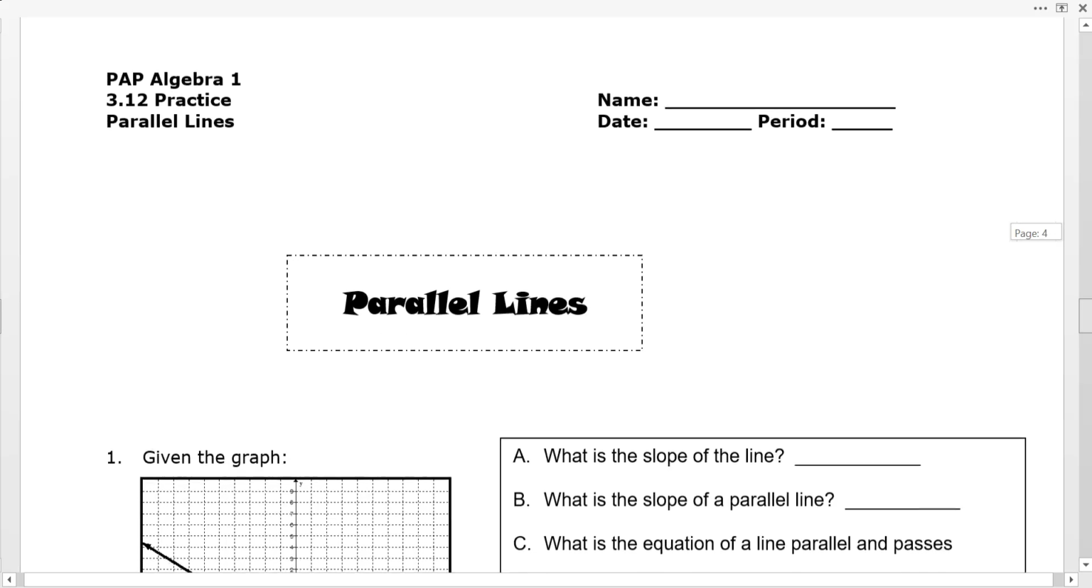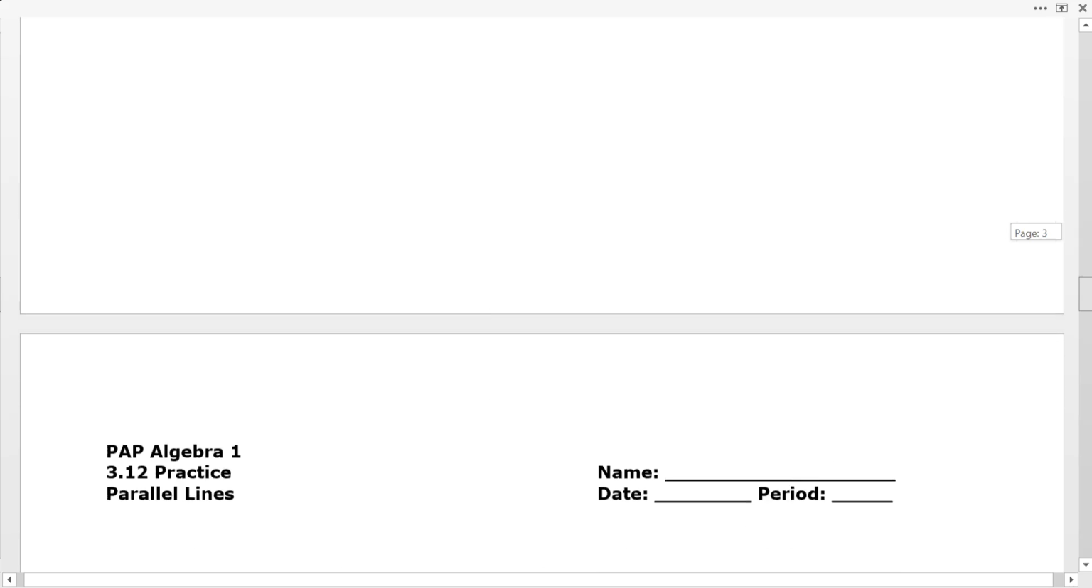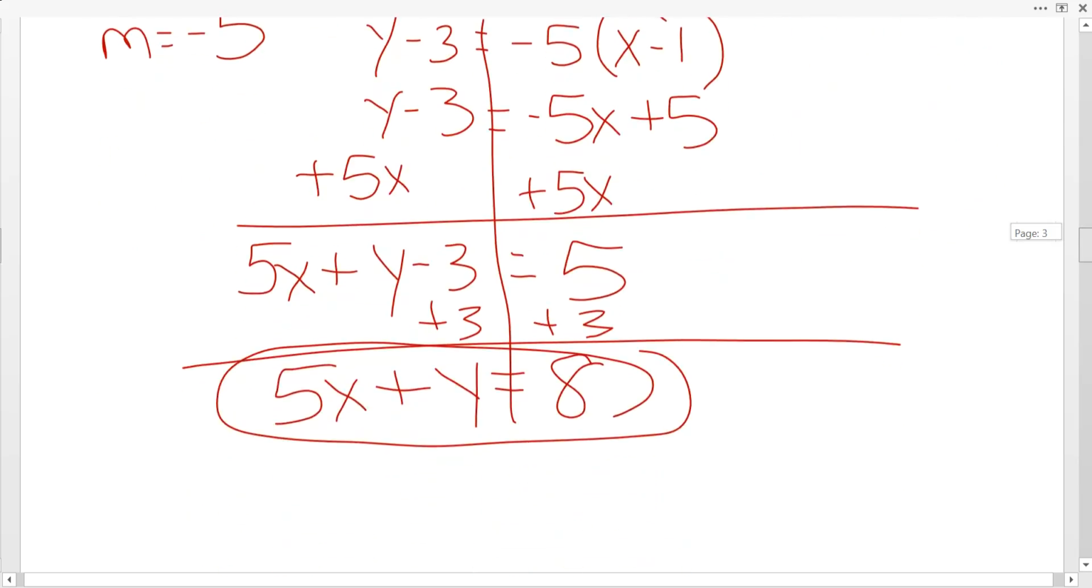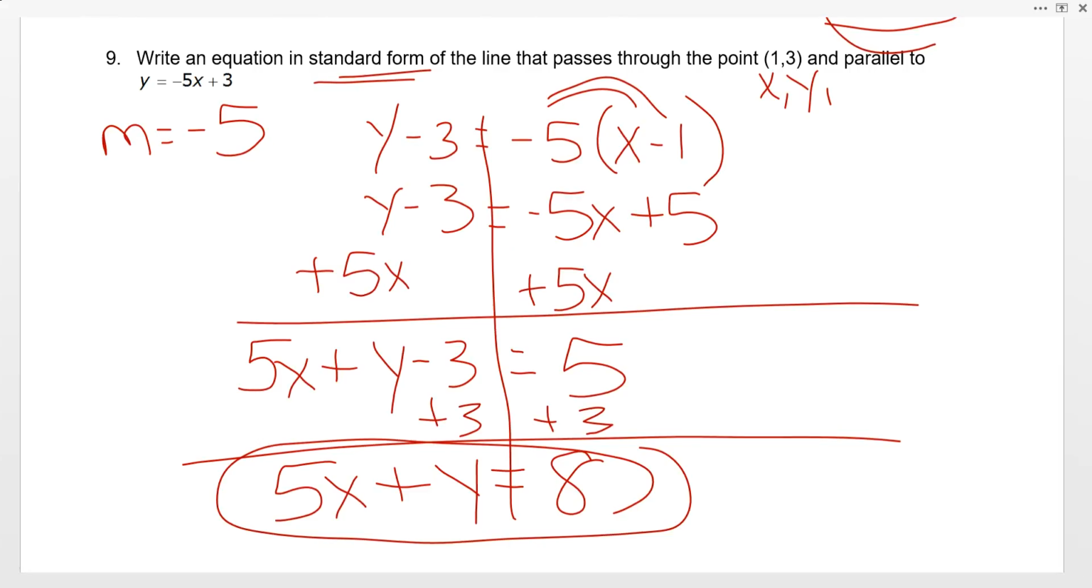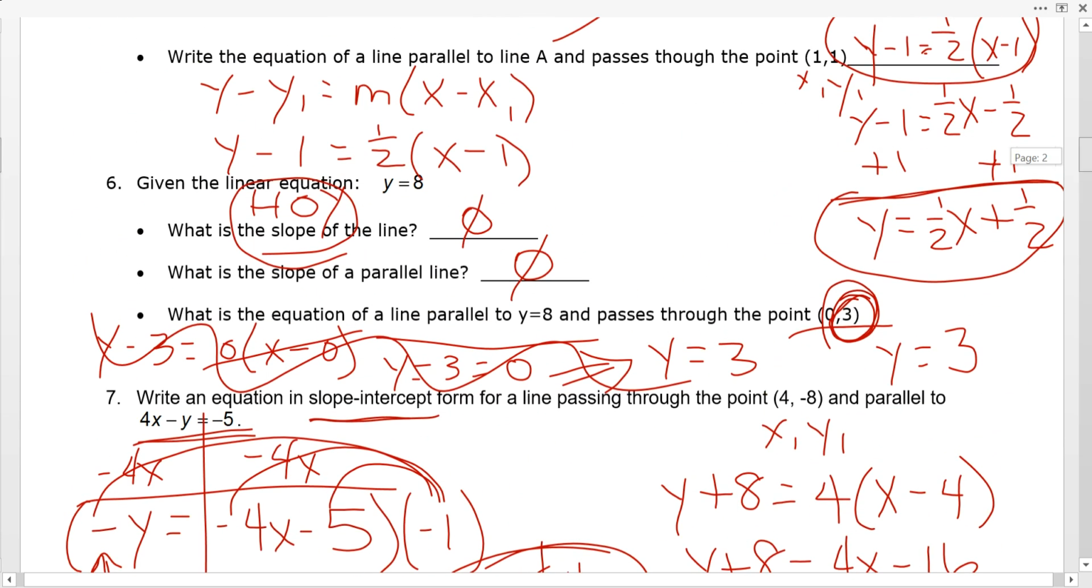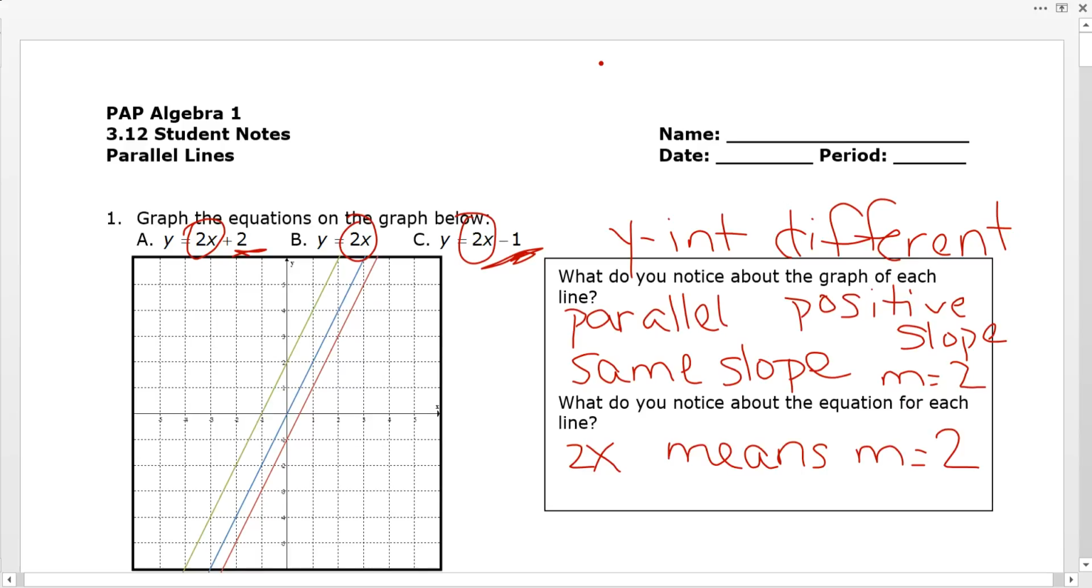I think that's all. Whoa! And there's your practice on parallel lines. We're going to leave that till tomorrow. Okay, so important information. Parallel lines have the same slope. So we can use any of our equations, standard form, point slope, or slope intercept, and write equations for lines that are parallel by making sure our slopes are equal. Pretty straightforward and easy. Bye.